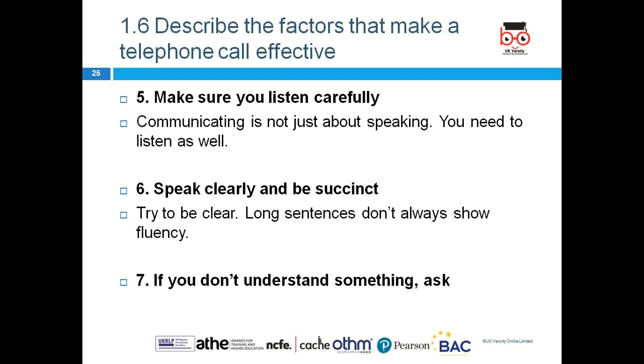Number 7 is if you don't understand something, just ask. When there's a pause and the person you're speaking to says something and you don't understand, don't try and make up conversation. Just clearly ask, what does that word mean, or what does this mean? And it really does clear up your conversation for you.